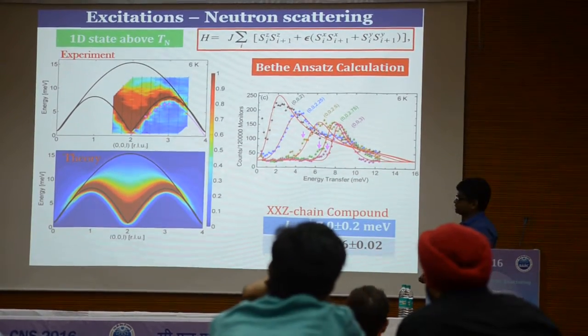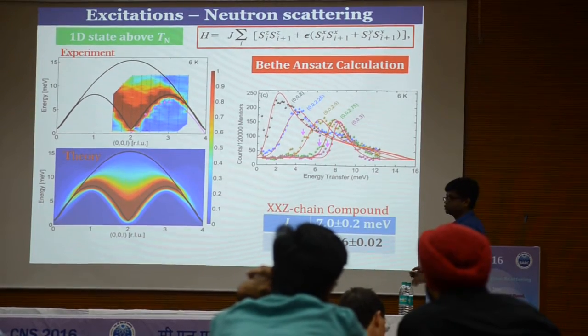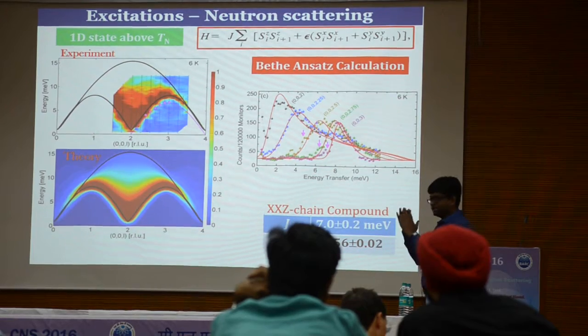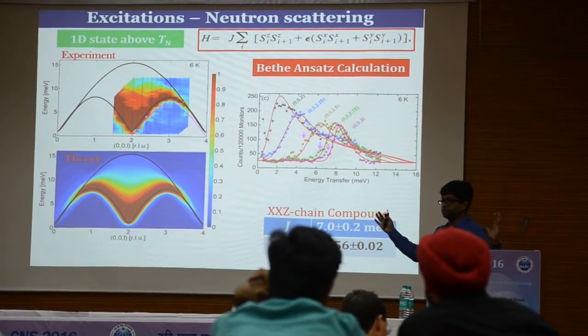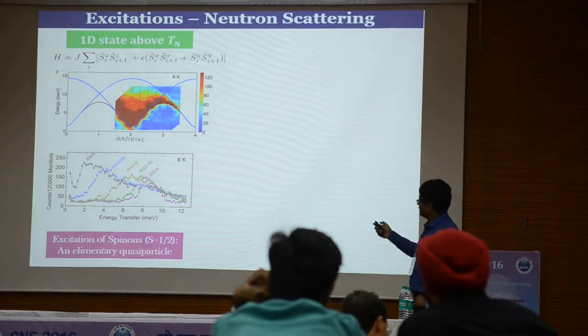So this calculation gives us the exchange interaction along the chain and also the anisotropy value. So we see our compound belongs to somewhere intermediate between the Ising and Heisenberg limit. So this is what we get from the one-dimensional state.